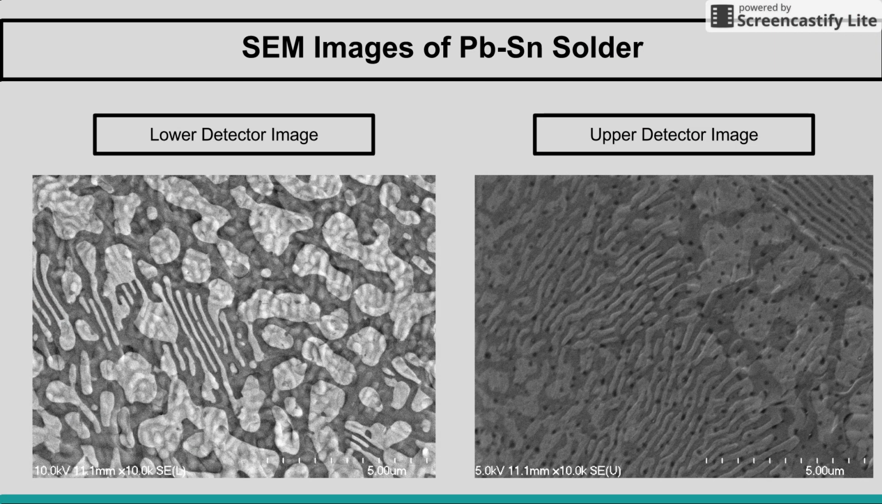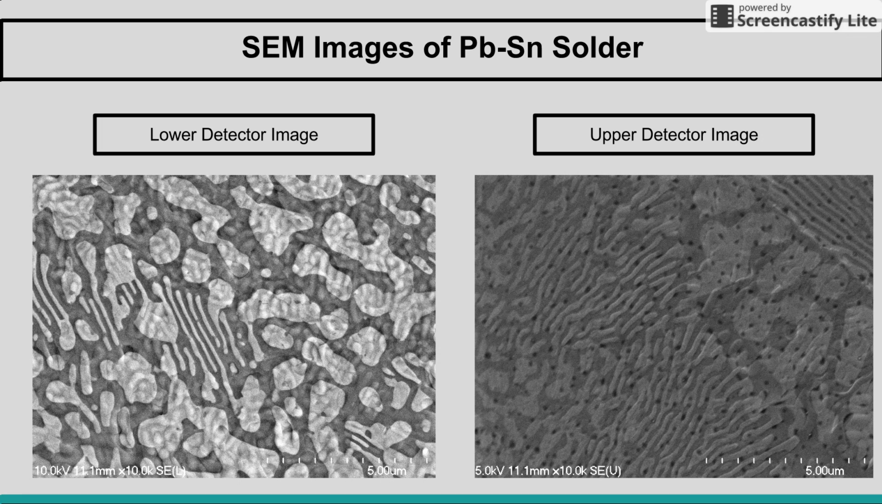Imaging. These are the images obtained from the SEM for the lead tin solder sample. The lower detector image shows topographical contrast as well as compositional contrast. This is due to the collection of backscattered electrons and secondary electrons from the surface and the surroundings. The upper detector image shows sharper edges at a higher resolution than the lower detector. The upper detector collects high-resolution secondary electrons.